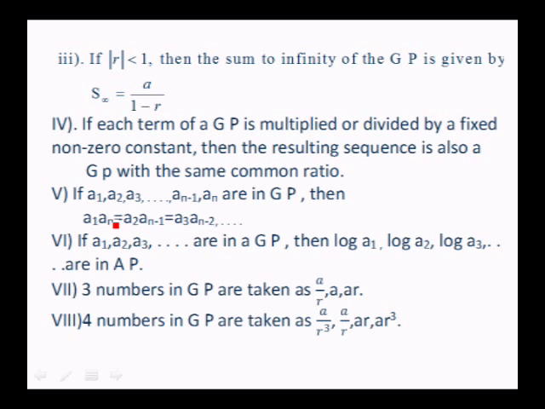So, as we have done in AP, if 3 numbers in GP are taken, they must be taken as A by R, A, AR, because on multiplying these you get A cube, R gets cancelled. So, 4 numbers in GP we take as A by R cube, A by R, AR, AR cube. Here the common ratio is of course R square. Let us try some problems on GP.